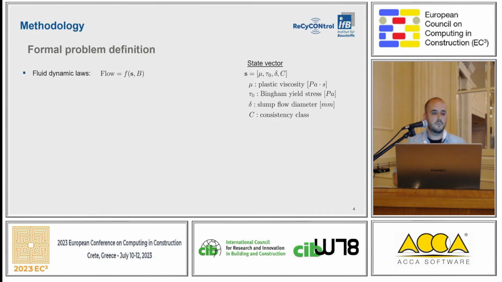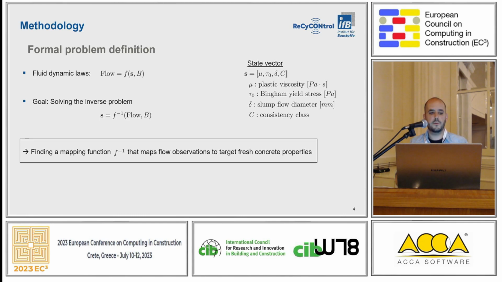So more formally, we know from fluid dynamic models that the flow is a function of the properties of the fresh concrete. In this case, we represent it by the state vector, which comprises the plastic viscosity and the Bingham yield stress, so the rheological properties, and also the slump flow diameter, and of course the boundary conditions. And in our paper, we tried to solve the inverse problem, namely to determine the fresh concrete properties from observations of the flow behavior. To this end, we tried to find a mapping function in the form of a deep learning model, for which we used the vision transformer in this work.